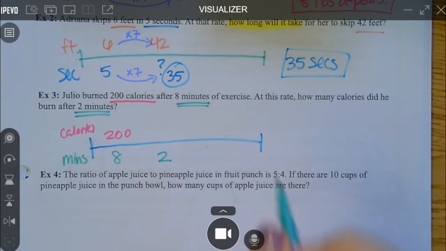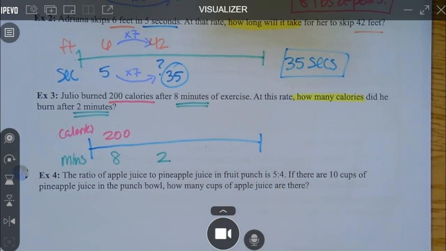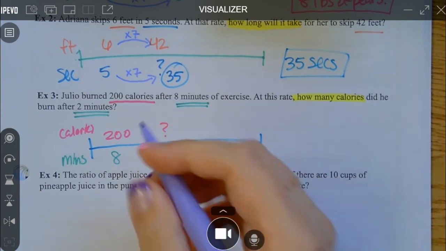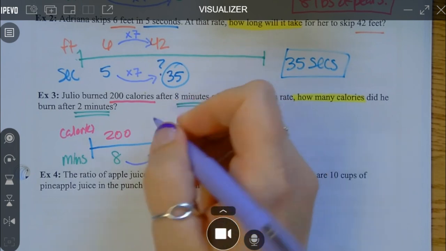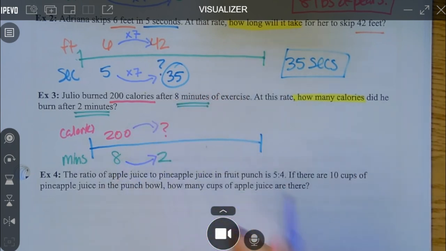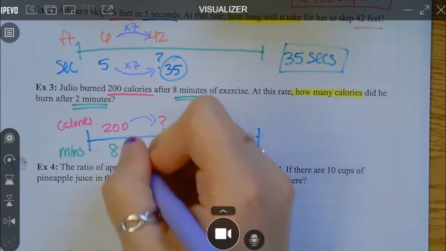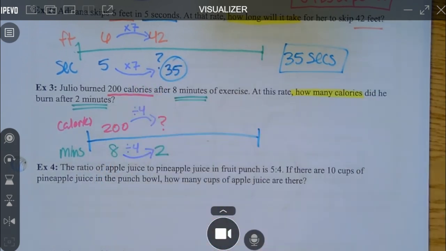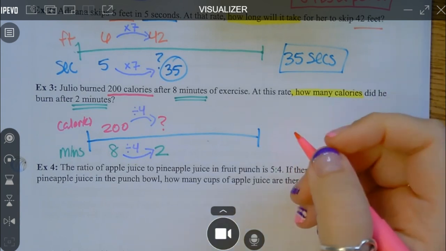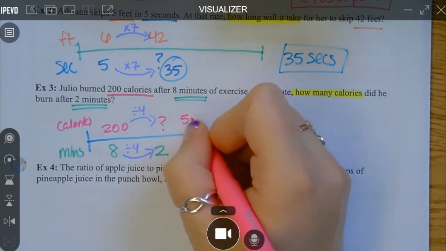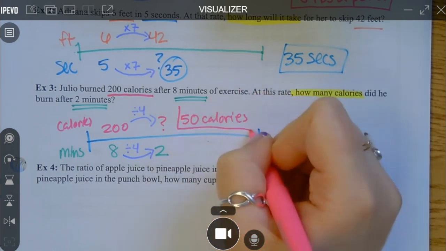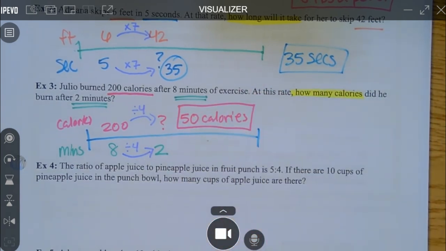So 2 should have been down here, and then it was asking you how many calories. So the amount of calories is what I'm solving for. That's my unknown. Okay, and again, always go towards the direction of your unknown. What did you do to the 8 to get to the 2? Yes, this time we divided by 4. So what's 200 divided by 4? When you plug that into your calculator, what did you get? You should have gotten 50 calories. If you got that right, good job. If not, don't worry. We got some more to try.